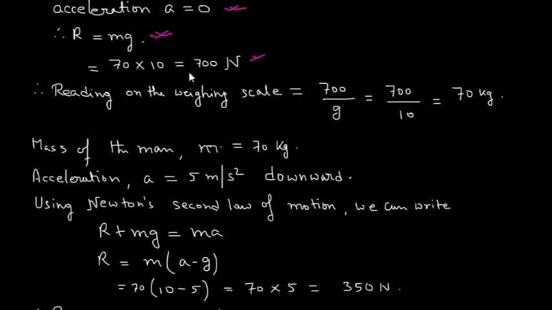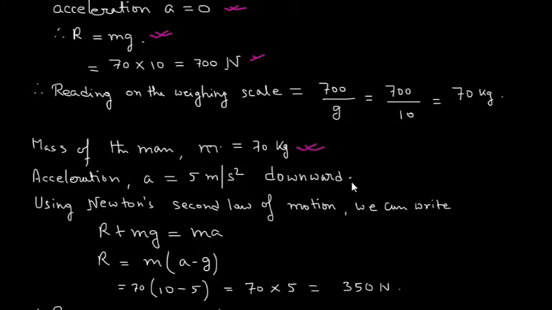So we get 700 Newton. Reading on the weighing scale is equal to 700 upon g, that is 700 upon 10, that is 70 kg.